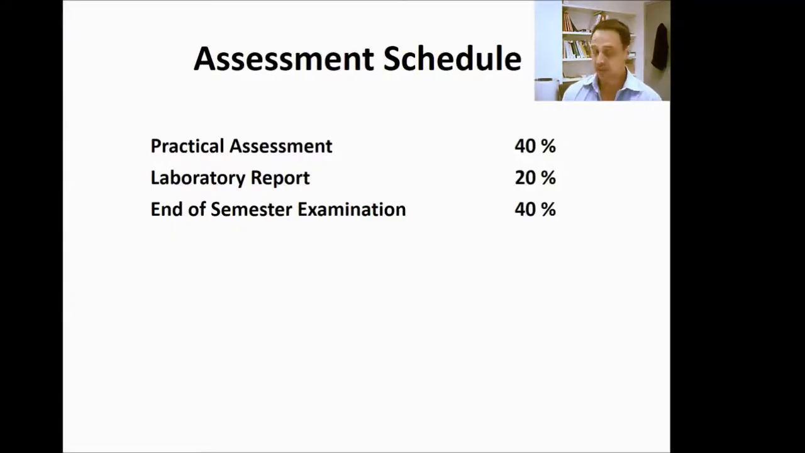If we look at your assessments for this year, there will be a practical assessment which overall is worth 40%. And I'll go into a bit more detail about what's included in that 40%. There's also a laboratory report based on a couple of your practicals, and that's worth 20%. And that will involve writing up a report as you would a scientific report anywhere. It's good training actually to learn how to write with scientific style. And then there's the end of semester exam, which is also worth 40%. And that'll be all MCQ and open book.